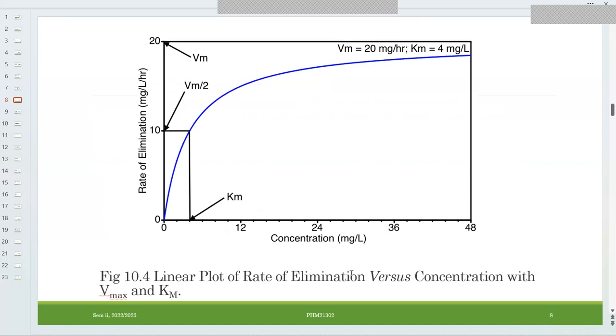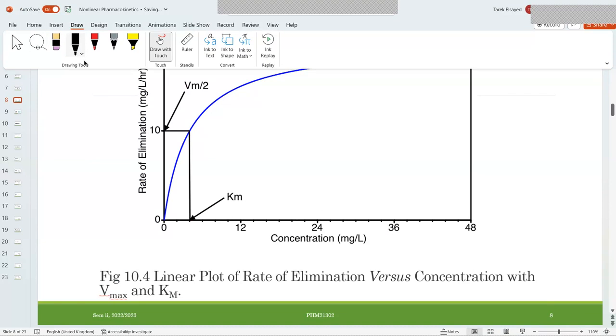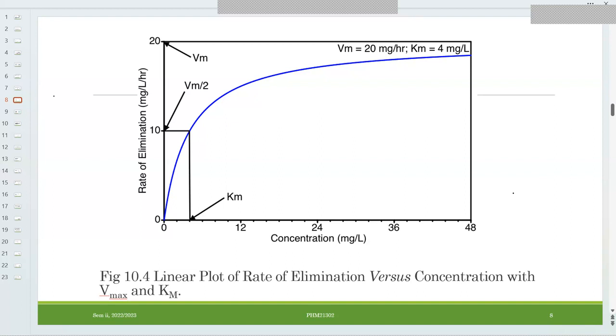So experimentally, how is Vmax determined? Simply, in the lab, you can have a set of test tubes, test tube 1, 2, 3, 4, 5, 6, whatever. You increase the concentration of the drug in the test tubes. Okay? But all of them have the same amount of enzyme.